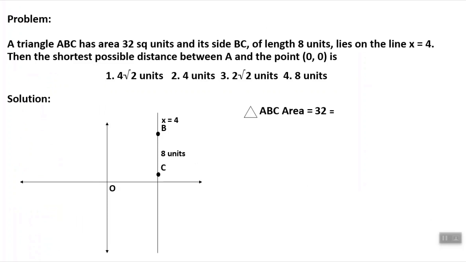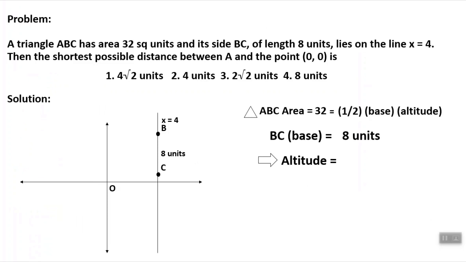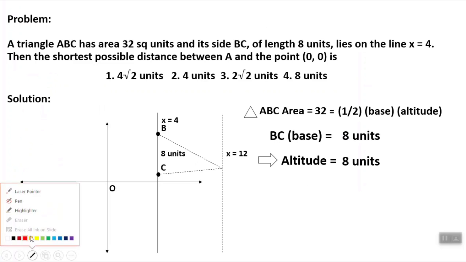If the area of the triangle is 32 square units, and if we take BC as the base, then we can calculate the altitude. The altitude will come out to be 8 units. If we take BC as the base, the altitude is nothing but the perpendicular distance between point A and BC. So if vertex A is on the right hand side of BC, then vertex A will be on the line x equal to 12, and the shortest distance between this line and the origin is going to be 12 units.